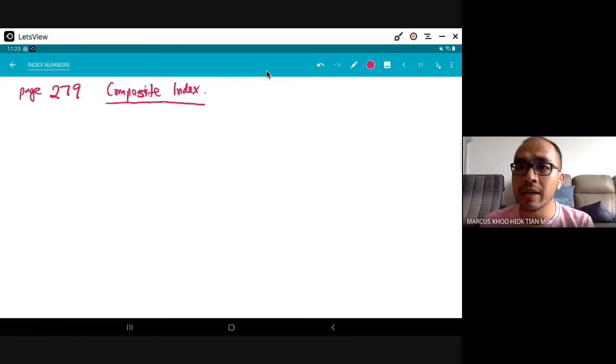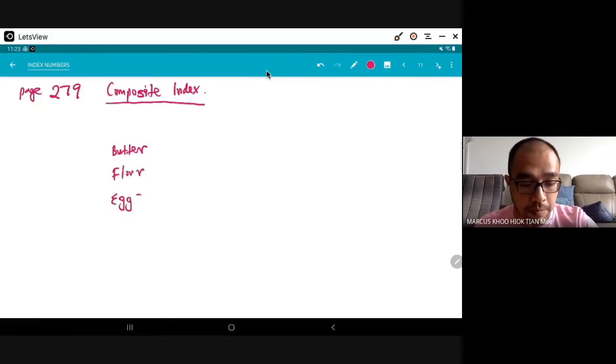But the cake is not just one ingredient, right? There are a few ingredients in the cake. For example, you need to have butter, then you need to have flour, then you need to have eggs. The most basic stuff is butter, flour, and eggs.